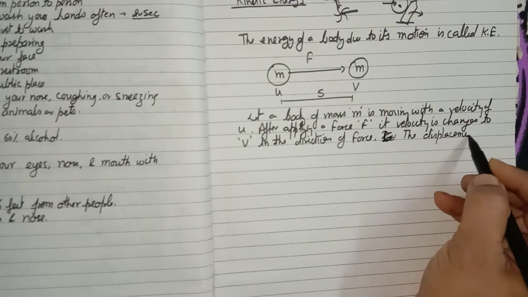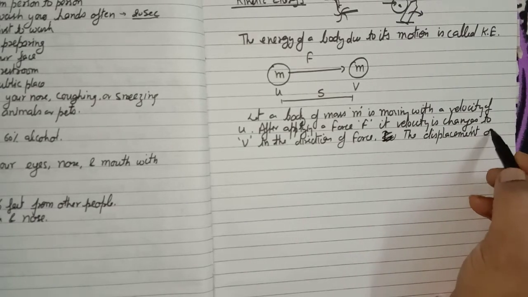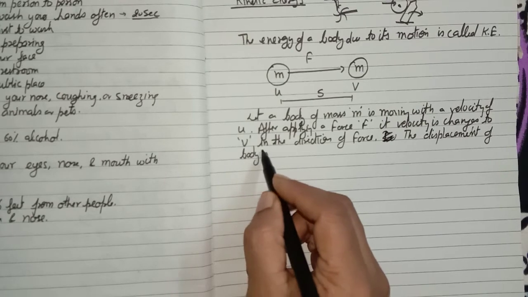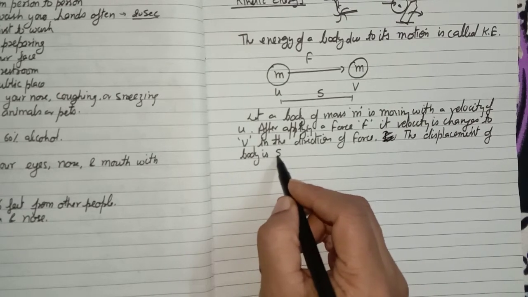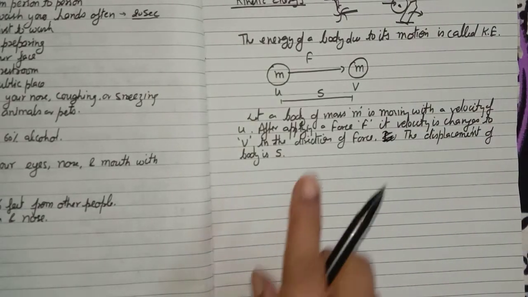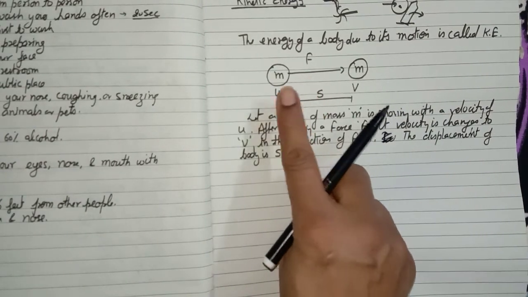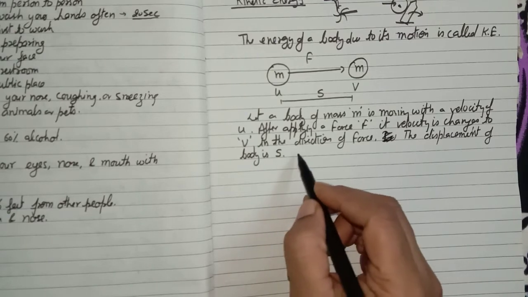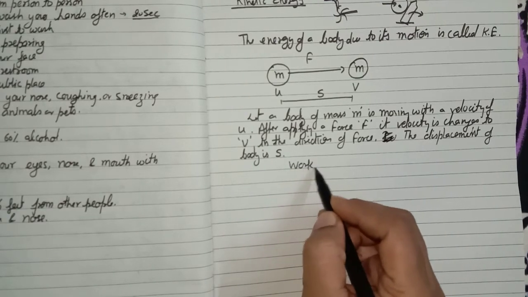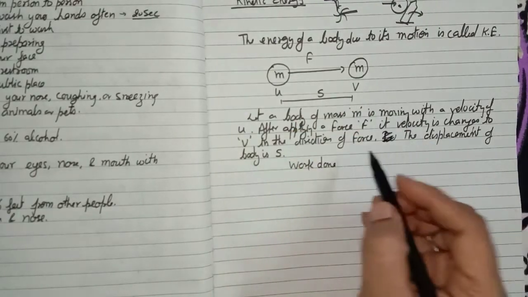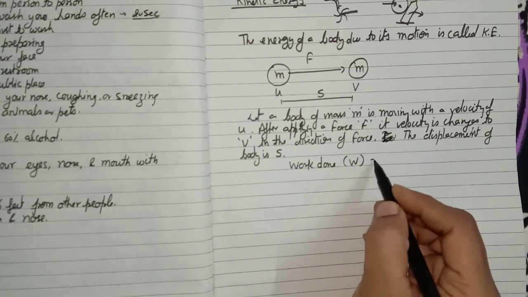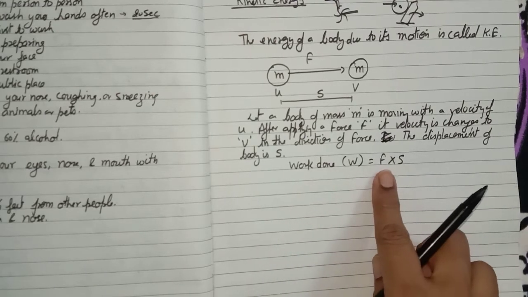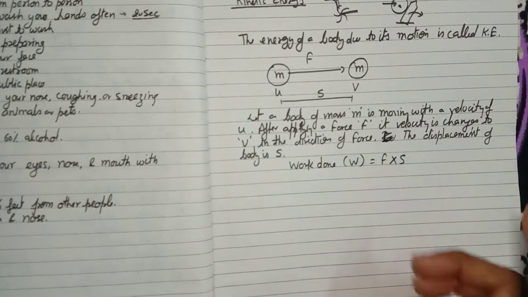Let the displacement of the body be S. When you apply some force, work is done on this object. So we can say the work done on this body, W, is equal to F into S. According to the formula, work done is equal to the force applied multiplied by the displacement.